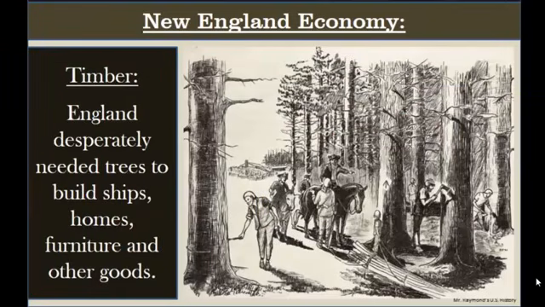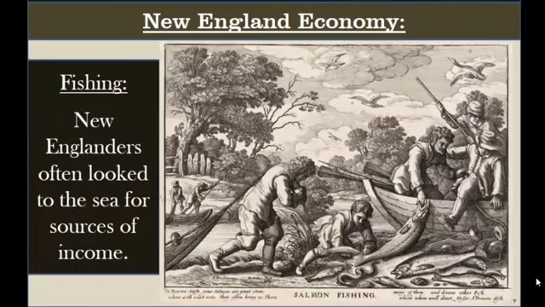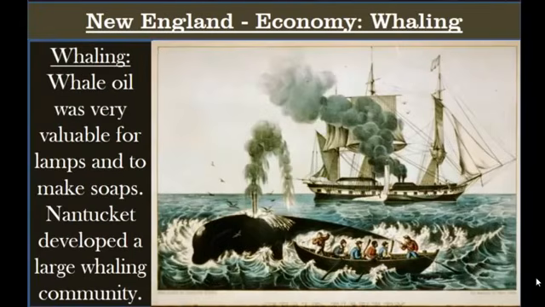Timber was desperately needed by England to build ships, homes, furniture, and other goods, and New England had vast forests. New Englanders also often looked to the sea for sources of income and developed an extensive fishing industry that still exists today. Whale oil was a valuable commodity. It was used in lamps and soaps, and Nantucket and other fishing communities developed large whaling businesses.